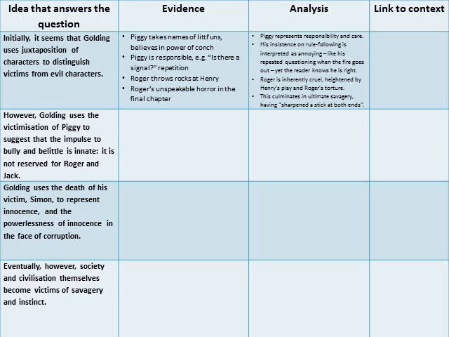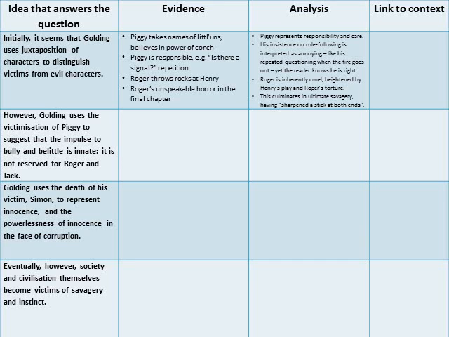So I'll analyse that by saying that Piggy represents responsibility and care. His insistence on rule following is interpreted as annoying, so like his repeated questioning when the fire goes out, there's a sense of irritation as he repeats himself, and yet the reader knows that he is right. Roger, by contrast, is inherently cruel, which is heightened by Henry playing innocently and Roger torturing him, and this culminates in ultimate savagery, having sharpened a stick at both ends in that final chapter.